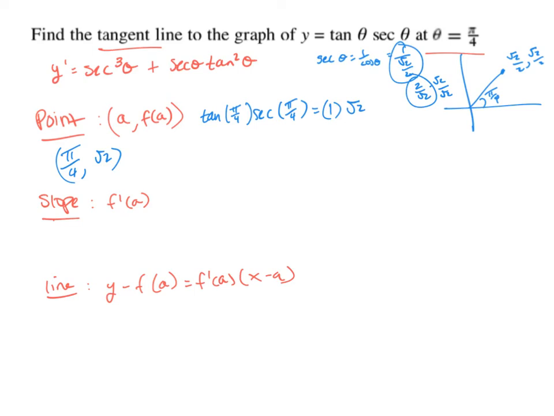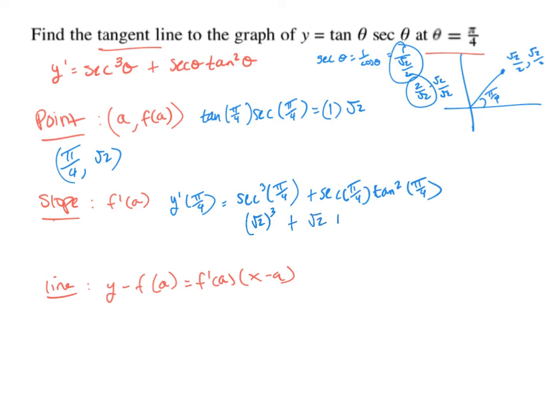Our slope: so now we're taking pi over 4 and putting it into our derivative. So secant cubed at pi over 4 plus secant at pi over 4 tan squared at pi over 4. Okay, so we are cubing the output of secant pi over 4. Remember, secant pi over 4 is root 2. So we're cubing root 2.